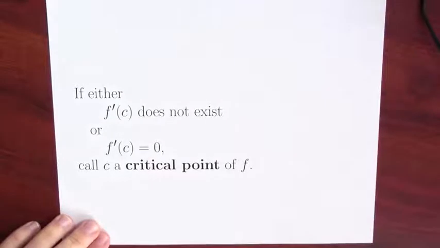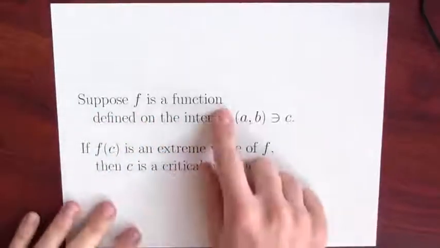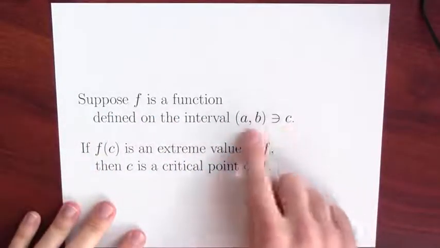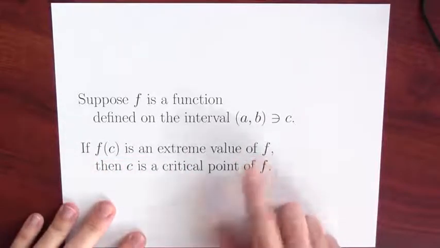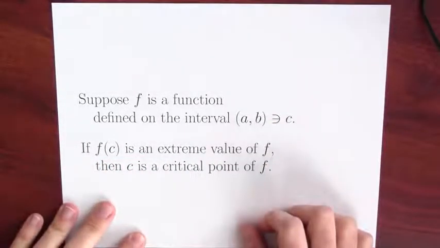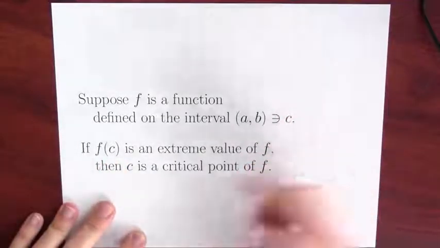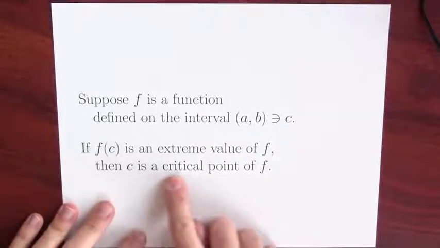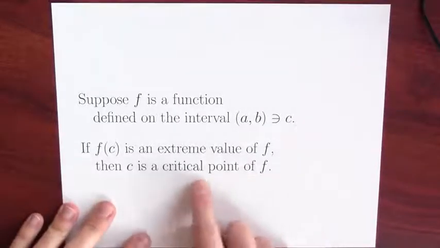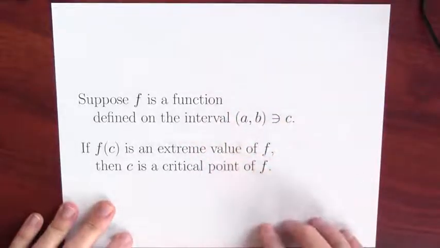This is a great definition because it fits so well into Fermat's theorem. Here's another way to say Fermat's theorem. Suppose f is a function, it's defined in this interval and c is contained in there. Then if f of c is an extreme value of f, well, we know that one of two possibilities must occur. At that point, either the function is not differentiable or the derivative is equal to 0. And that's exactly what we mean when I say that c is a critical point of f. So giving a name to this phenomenon gives us a really nice way of stating Fermat's theorem.